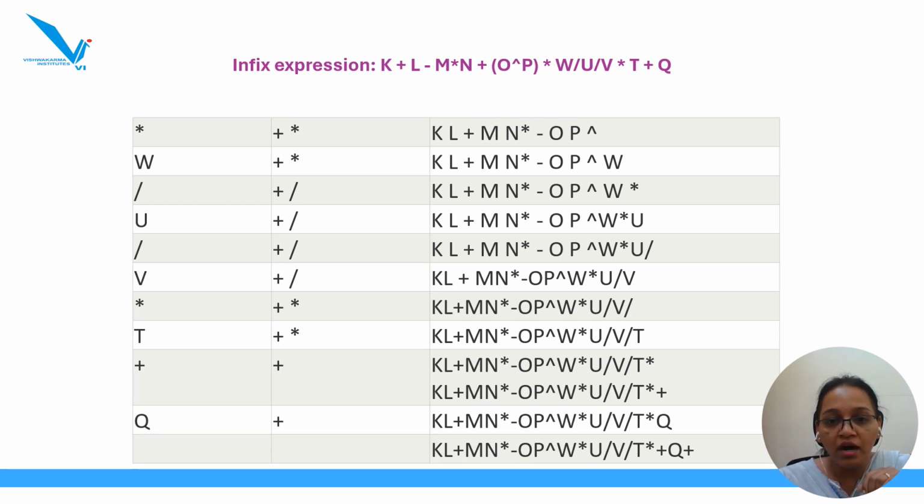Now check it out. K L plus M N multiplication minus then O P exponent W into U by V by T into plus Q plus. This is your postfix expression for the infix expression represented by K plus L minus M into N plus O raised to P into W by U by V into T plus Q.